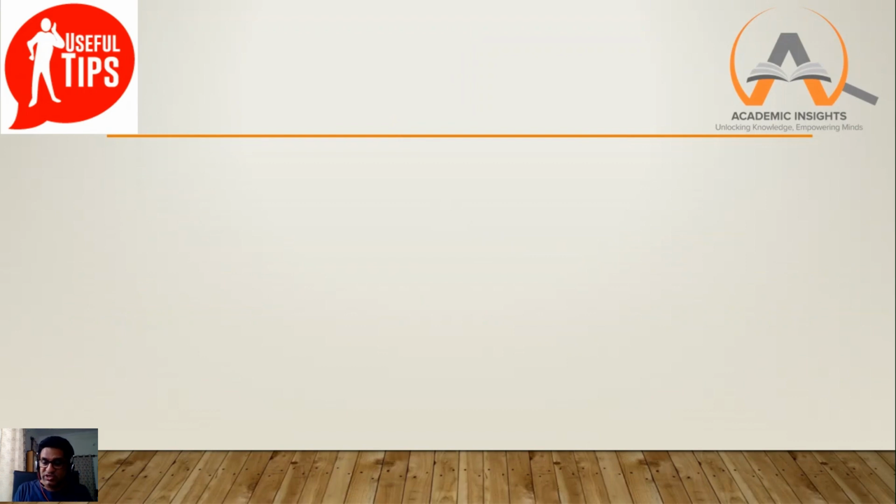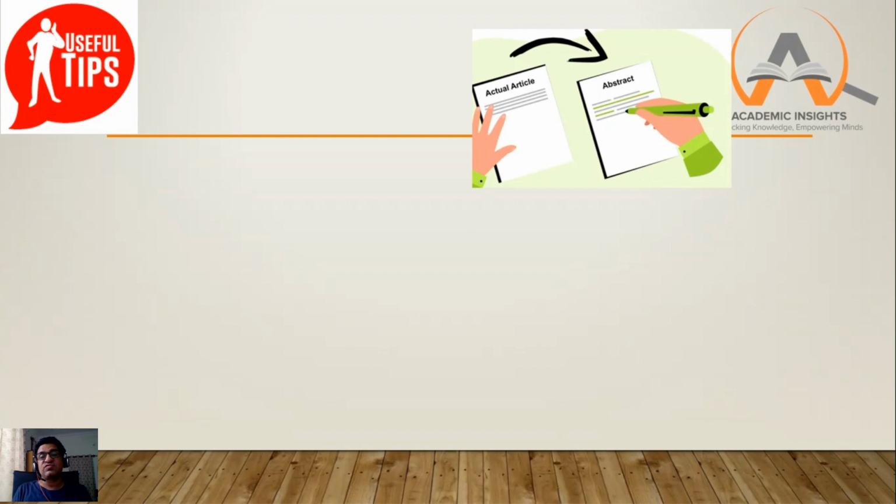Now I am going to share a very important slide, because I am going to share what are the useful tips for writing the abstract. So first thing is we need to write the abstract at the end of the research article. So normally students or researchers start writing the abstract first, but this is a wrong practice. You have to write the abstract at the end of the article.